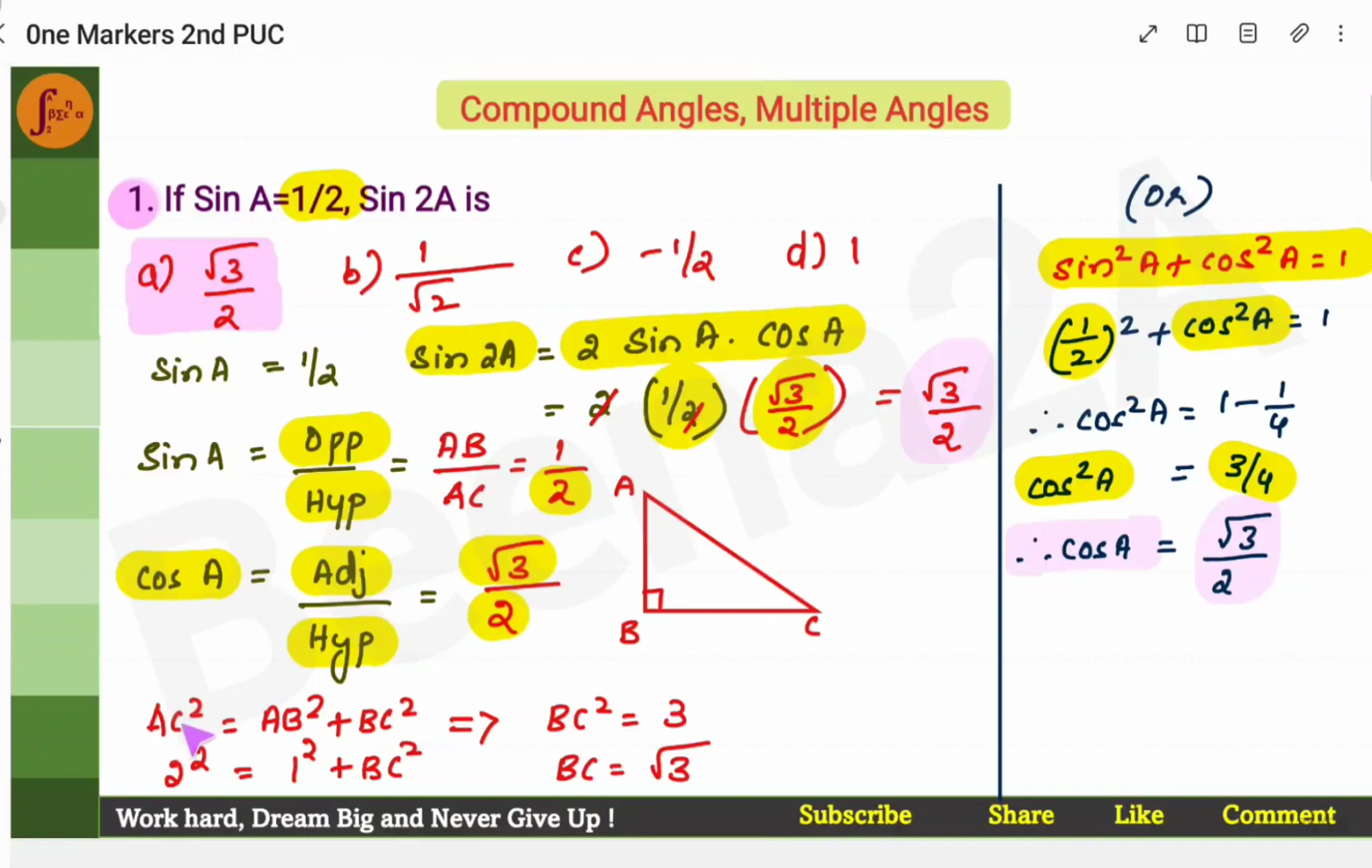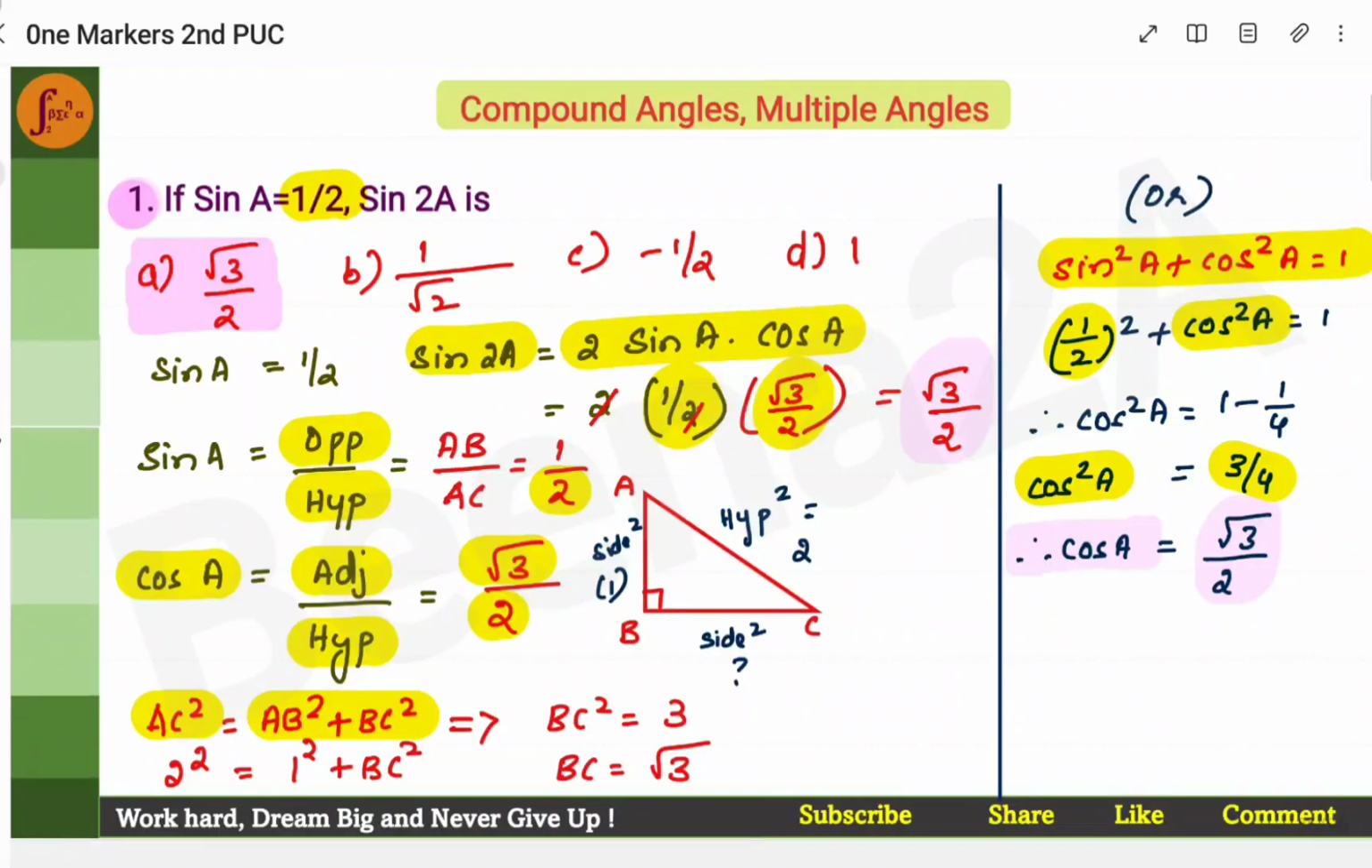So what I will do, I will use Pythagoras theorem, right? What does Pythagoras theorem state? The hypotenuse square is equal to this side square plus this side square. That is AB square plus BC square is hypotenuse square, like this. So I know AB square. AB is 1, right? And BC I don't know. Hypotenuse I know. What is hypotenuse? 2. So you substitute here and you get BC, which is root 3.